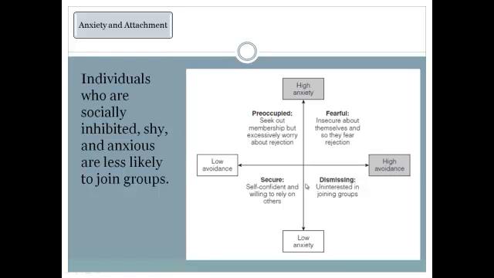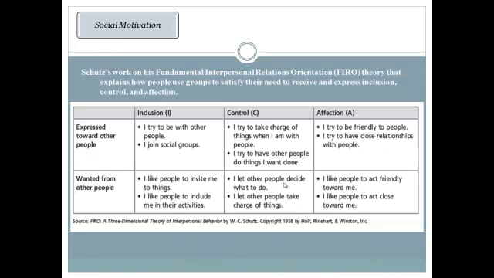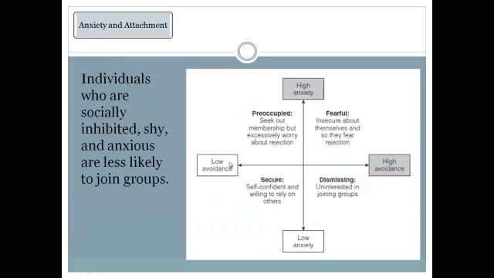So again, these four attachment styles, you may even see some of this in your relationships with others, perhaps. But what does this have to do with joining groups? Well, the people who are more on the low avoidance range, the preoccupied and secure, would certainly be more likely to be joining groups. Particularly the secure, they have low anxiety. They don't go out of their way to avoid people. So they join people. They enjoy it. They are not threatened by it. So these are the people who you would see joining groups.